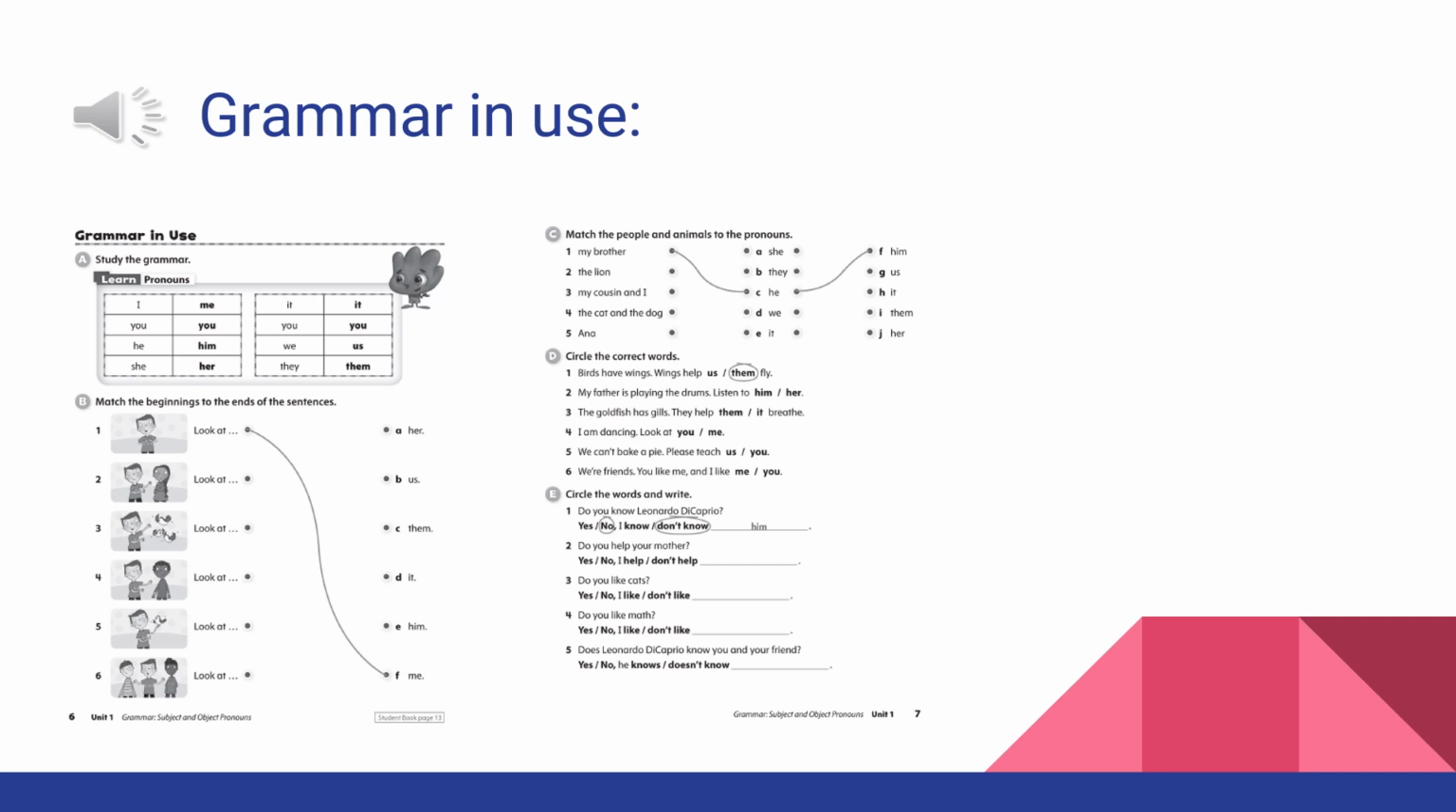My cousin and I. They're talking about more than one. My cousin and I, they are two, not one. So it would be matched with we. And we pronoun is us. Number 4, the cat and the dog. They are more than one? Yes, they. And they is matched with them. Number 5 is Anna. Anna is she. And she is matched with her.